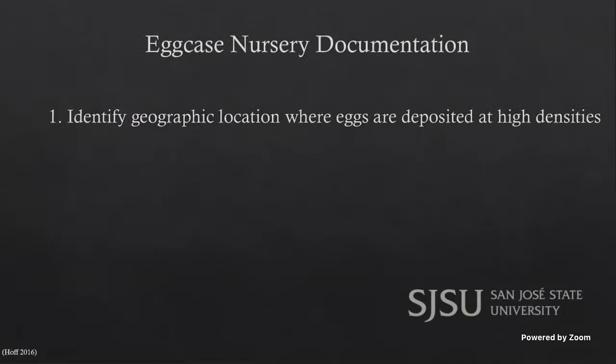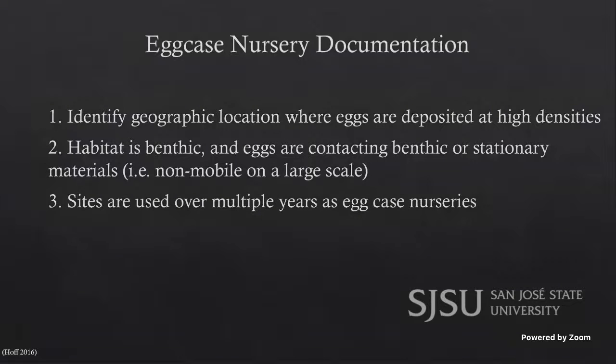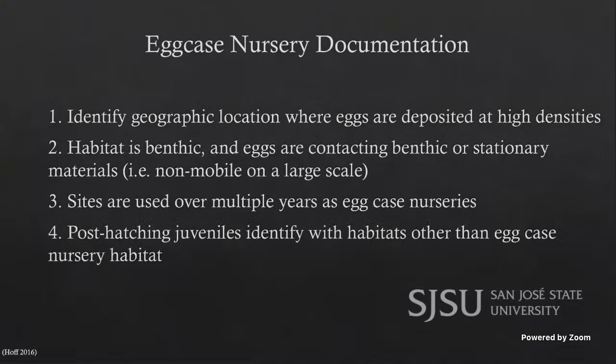So just to recap, Hoff 2016: to qualify as an oviparous egg case nursery, 1, identify geographic location where eggs are deposited at high densities. 2, habitat is benthic and eggs are contacting benthic or stationary materials, i.e. non-mobile on a large scale. 3, sites are used repeatedly as egg case nurseries. And 4, post-hatching juveniles identify with habitats other than the egg case nursery. And all 4 of these criteria were met, solidifying that my study region is in fact an egg case nursery.